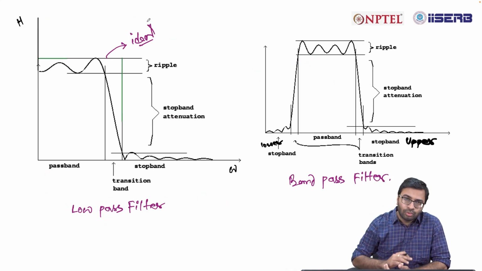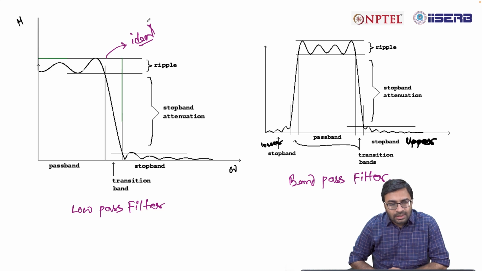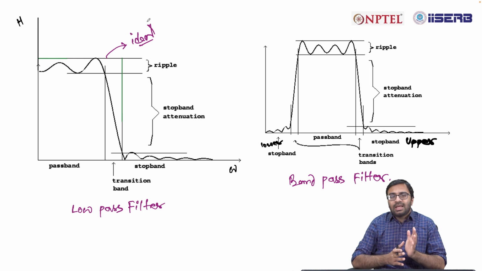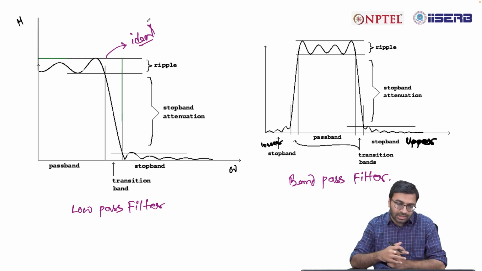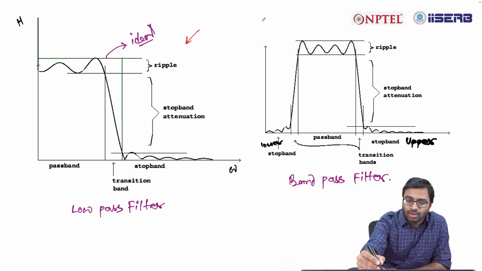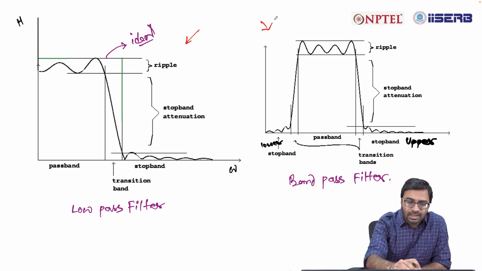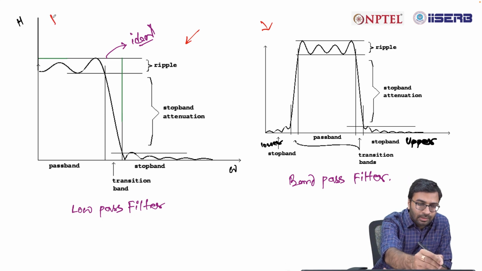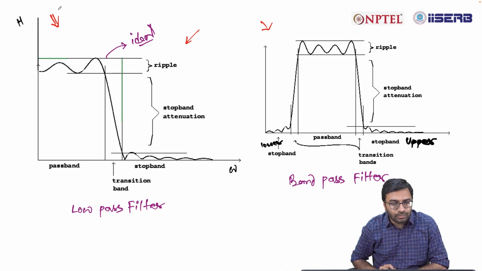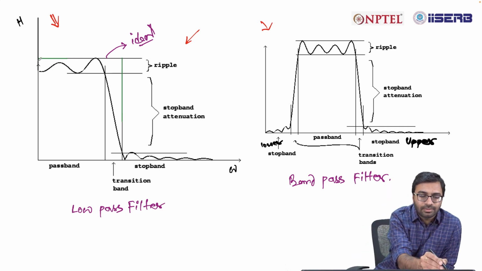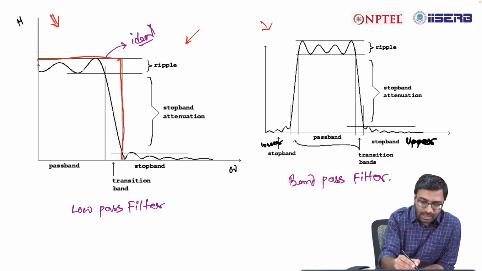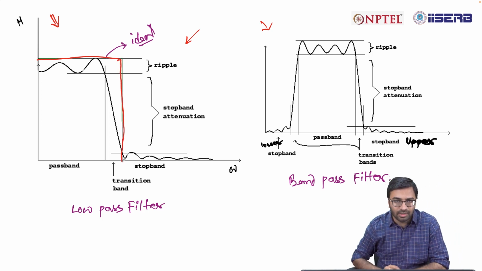But before we go to that discussion, let us see what is the difference between ideal filter characteristics and practical filter characteristics. So in this case, I have shown you 2 different plots. The first plot here is the characteristics of a low pass filter. So ideally, the low pass filter characteristics is something like this, that we also have seen in the previous slide.